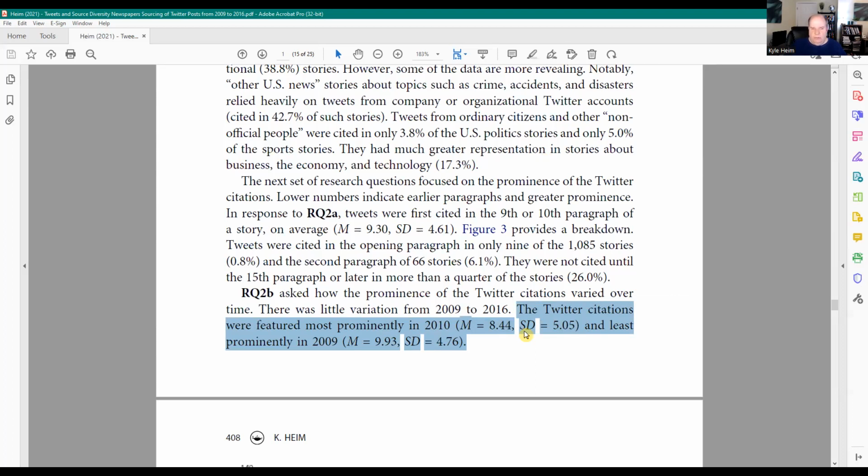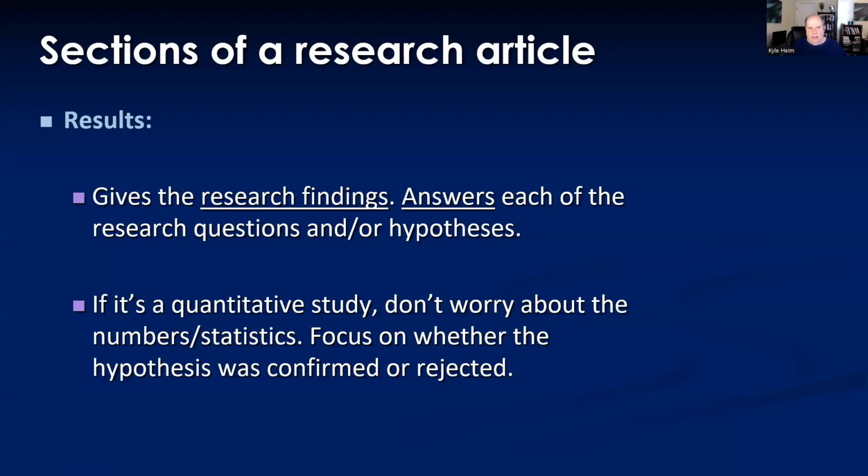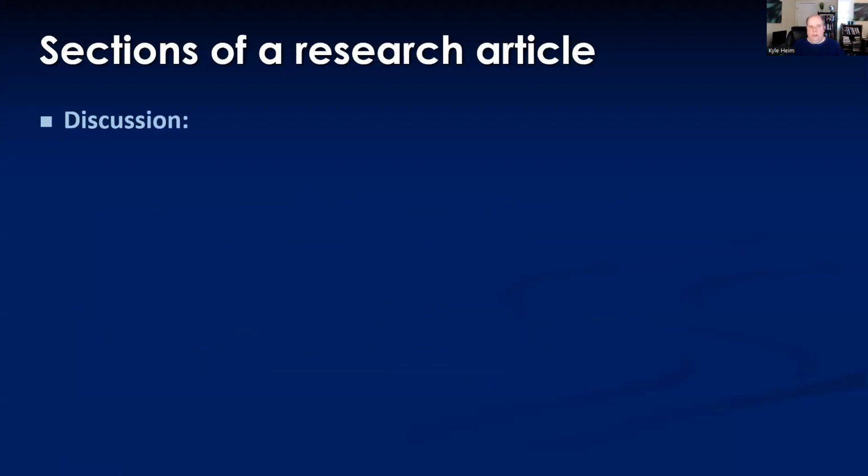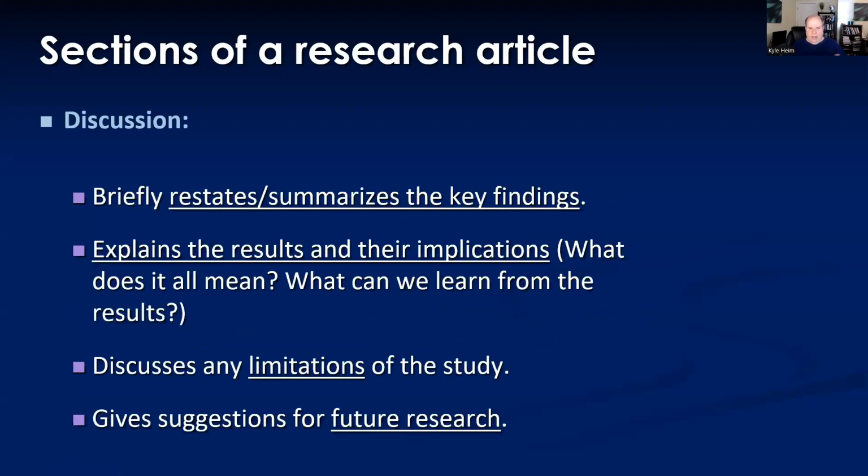Okay, so now you've got the results. So what comes next? Well, next comes the discussion section. And the discussion section will typically begin by briefly restating or summarizing the key findings of the research. That's often a very good part of the article to read carefully. So it gives you sometimes a nice, clear summation of what this study found. That first paragraph or two of the discussion section is something you definitely want to take a look at.